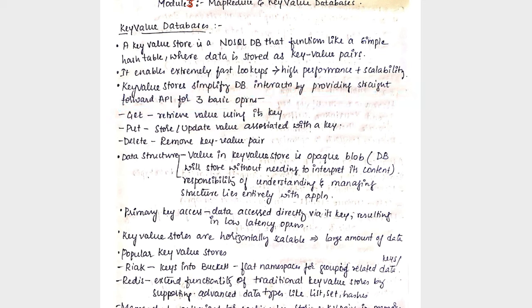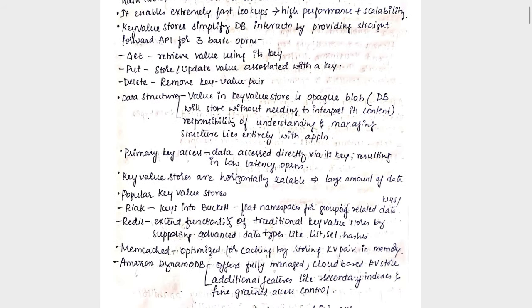Those three operations are, first, get. Get means we are retrieving a value using the key. Then we have put. Put means we are storing or updating a value associated with a particular key. Next, delete means we are deleting the entire key value pair. Okay, so looking at the data structure.